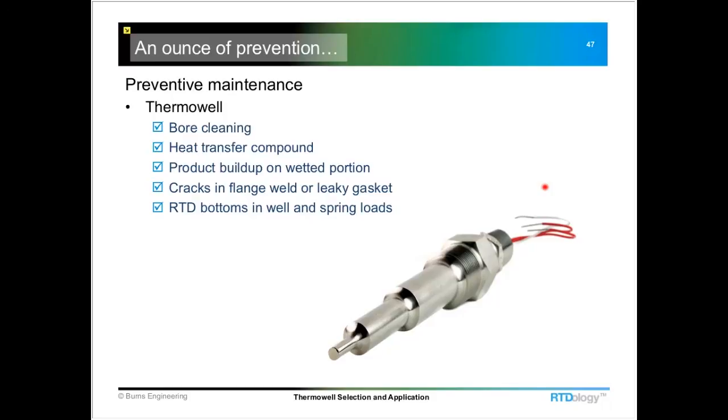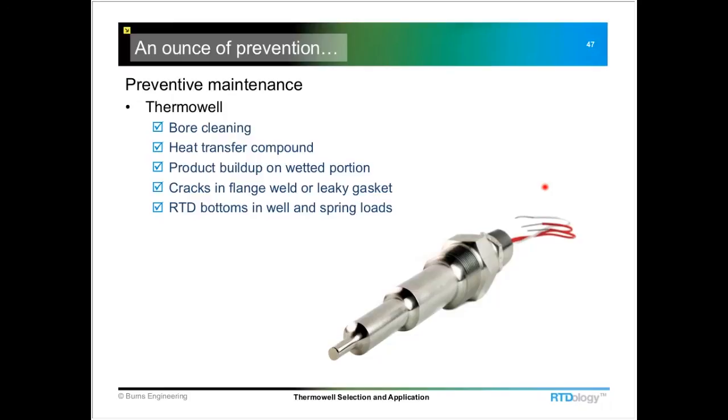Let's see. Oh, I wanted to mention a little bit here about maintenance. There's really not a whole lot to it, but in some applications, especially in test wells, you may get a buildup of stuff inside there over time. You want to make sure you clean that out so that you have good heat transfer between the probe and the thermal well. And if you're using a heat transfer compound in the well, that you renew that after pulling the probe out and calibrating it or replacing it.